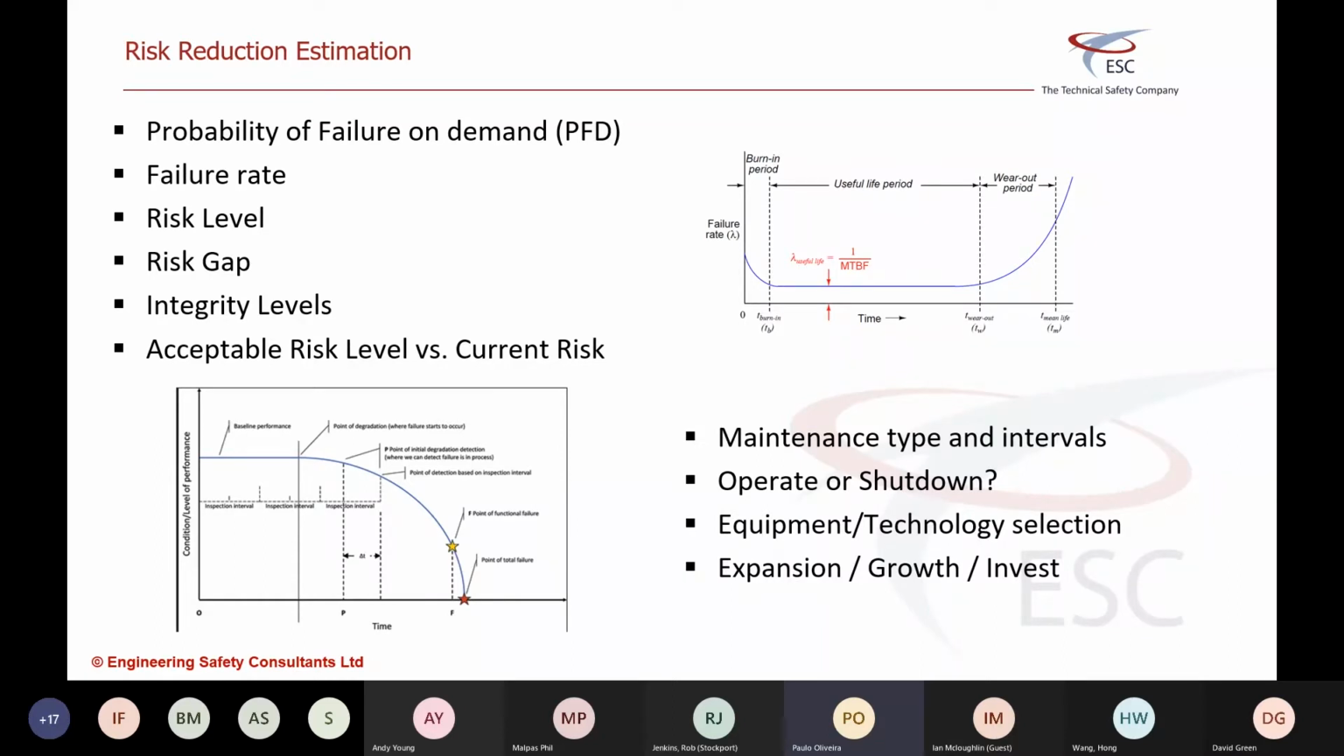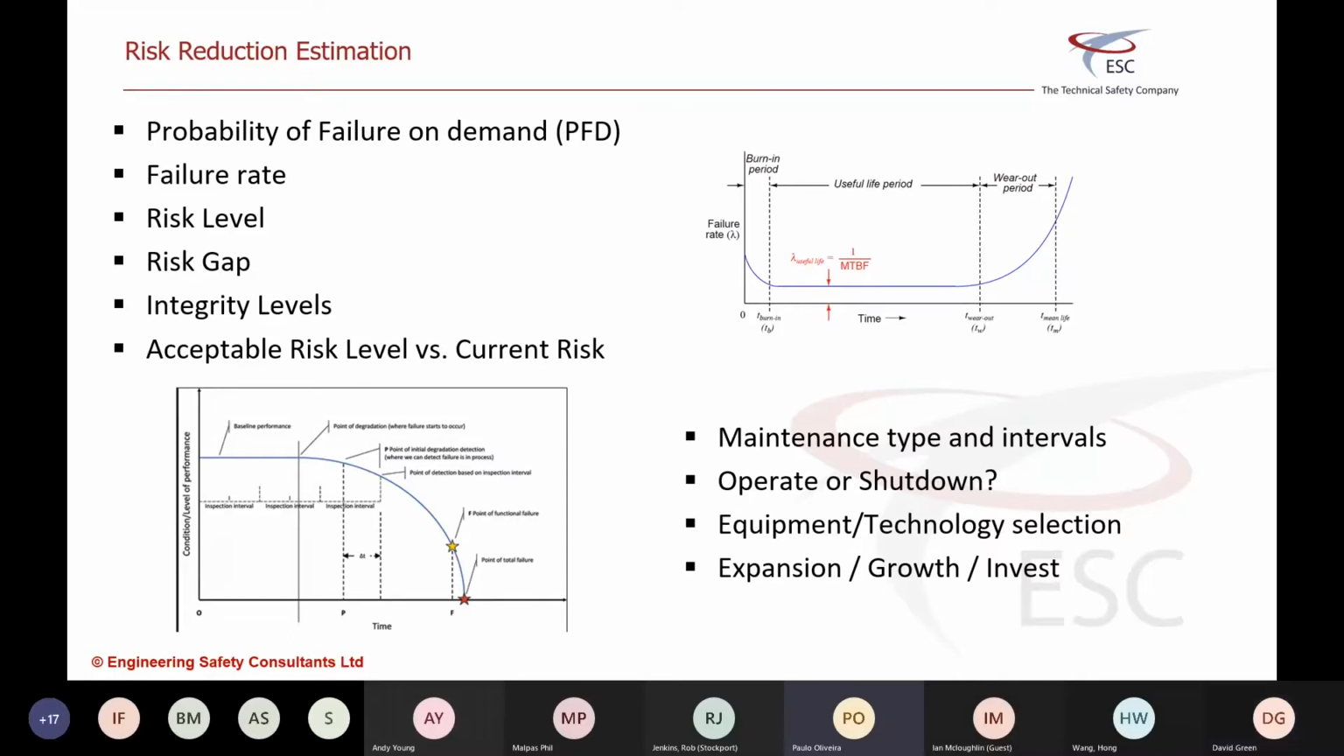And the risk that you're trying to manage, that journey of risk reduction, typically depends and influences decisions like, shall you continue operating? Shall you shut down? Are you going to operate in a degraded mode? Do you have to put additional measures in place?